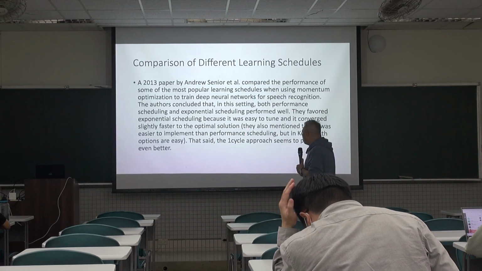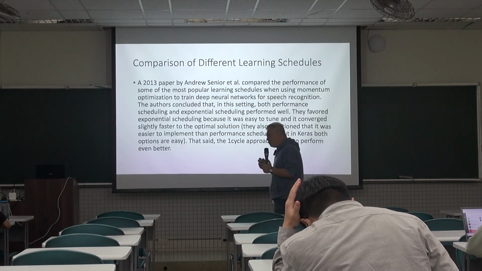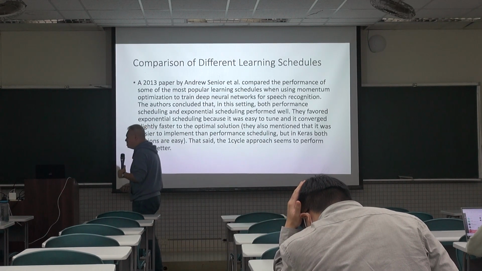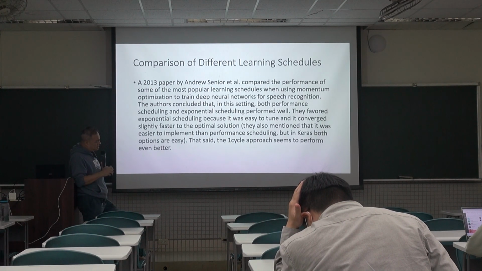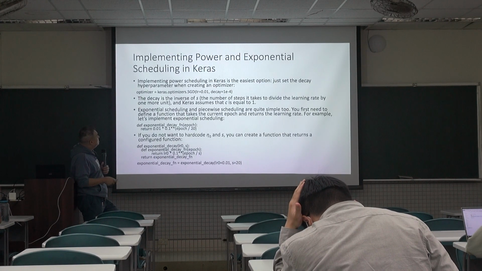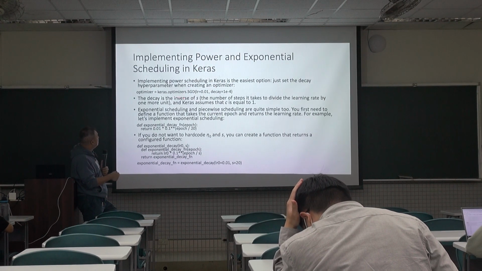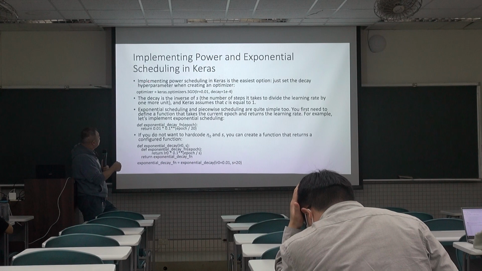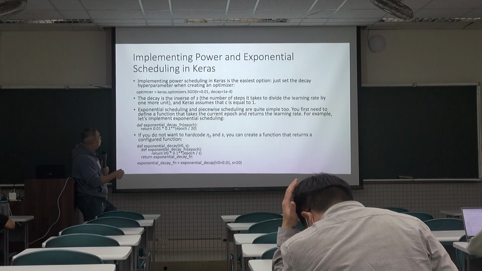So the one cycle approach seemed to perform even better. But as I said, one cycle scheduling may have better performance, but it's complicated. You may want to study a little bit more before you use it. For the implementation, the power and exponential scheduling in Keras are very easy. For example, to implement power scheduling, just set the decay hyperparameter when creating the optimizer.